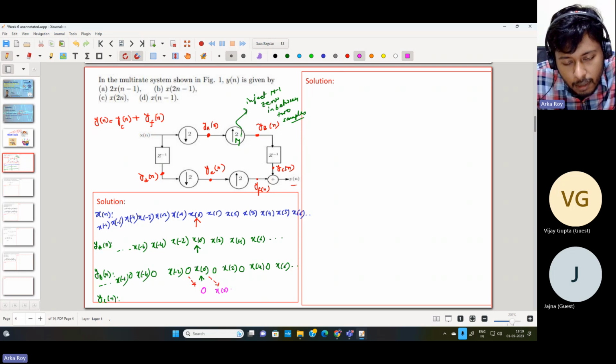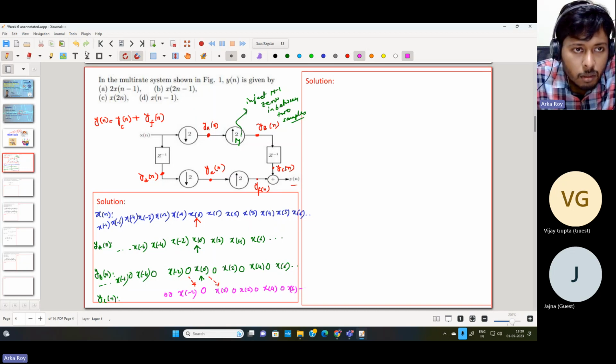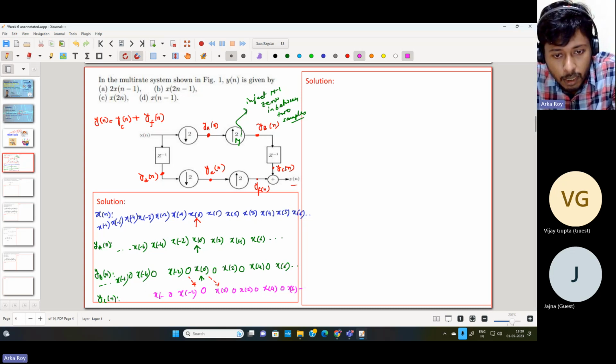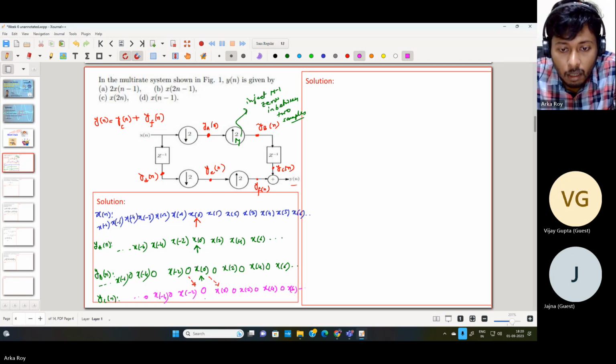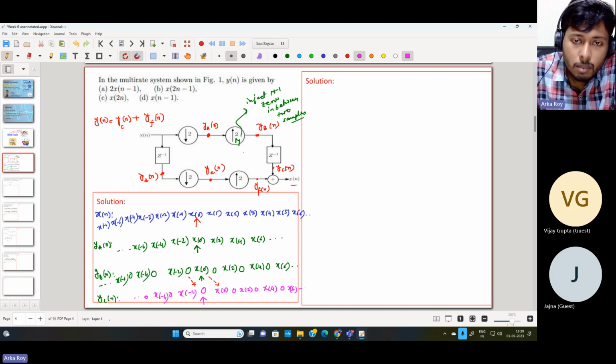X naught will be shifted over here, and then as it is, whatever values are there, I'm just writing the values. 0, x of 4, 0, x of 6, and so on. And in the negative half side also, it will be x of -2, 0, and then again x of -4, 0, and all. Now mind it, as 0 has been shifted to the origin, this is the location of origin. So this is the yn signal. Simultaneously, for this particular path, we have reached YCN.